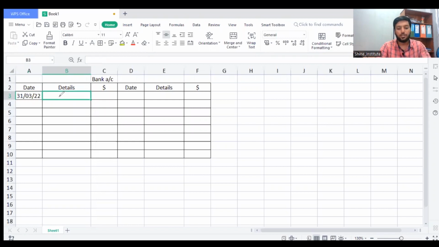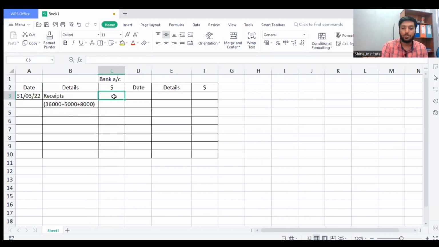Here I will write total receipts. In total we got, I'm just going to show you in brackets, 36,000 plus loan 5,000 plus capital 8,000. You don't need to show this to the examiner in the exam paper, but you need to know how I got this total. It's going to be 49,000.